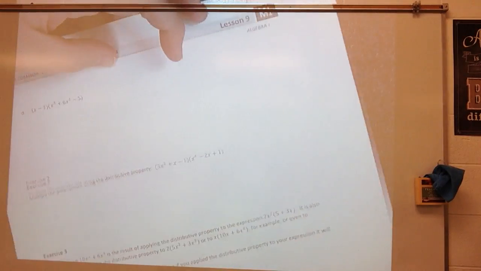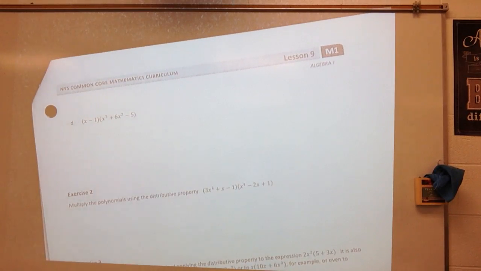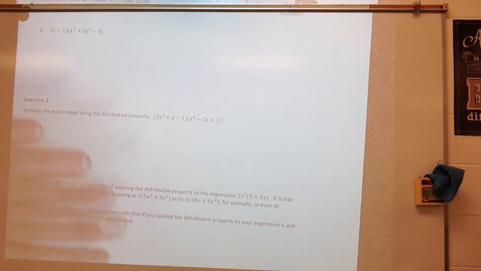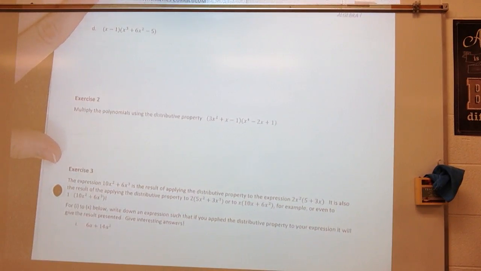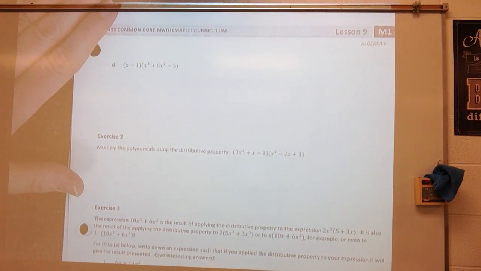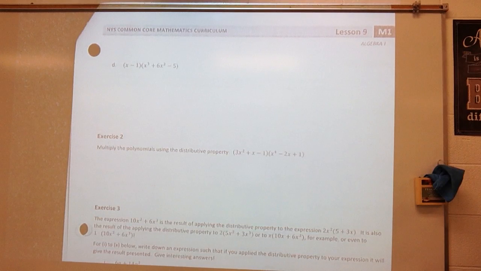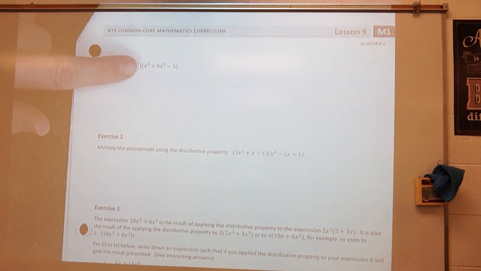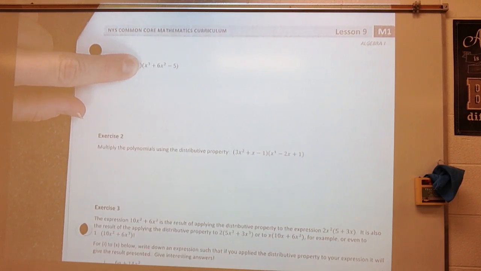Alright, let's look at the last one here. I have x minus 1 times x cubed plus 6x squared minus 5. Alright, now let me show you something here. I want you to pay attention to this part right here: the x cubed plus 6x squared minus 5.